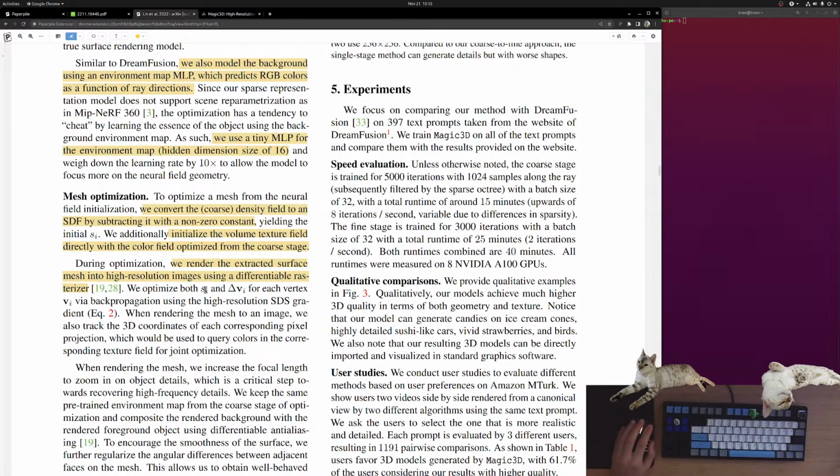They optimize the SI, which is the sign of the signed distance field, and then delta VI, which is the displacement for each vertex, via backpropagation using the high resolution SDS gradient. Okay. When rendering the mesh into an image, we also track the 3D coordinates of each corresponding pixel projection, which would be used to query colors in the corresponding texture field for joint optimization.